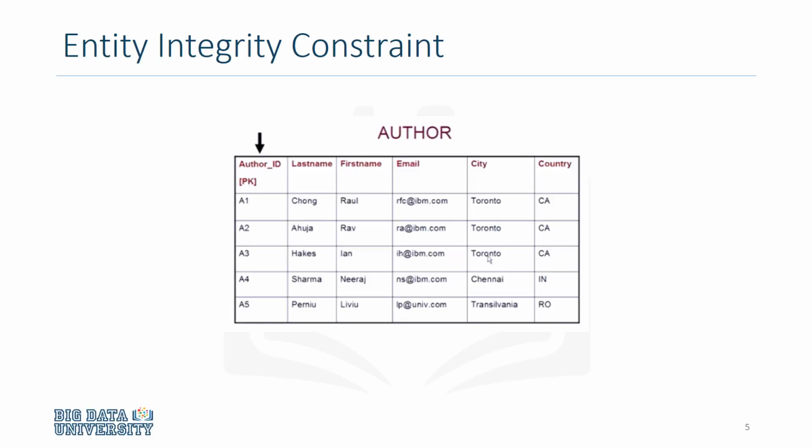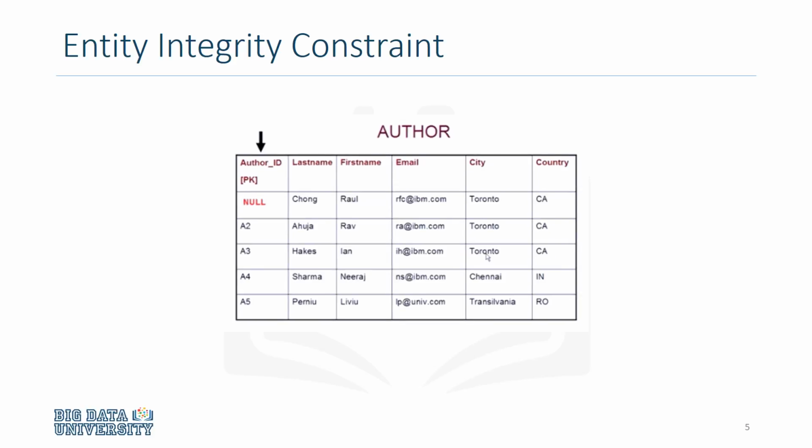The entity integrity constraint states that no attribute participating in the primary key of a relation is allowed to accept null values. The value null indicates that the value is unknown. In the entity integrity constraint, the primary key cannot have an unknown value. For example, in the relation author, author ID is the primary key. The primary key identifies each tuple in the relation.